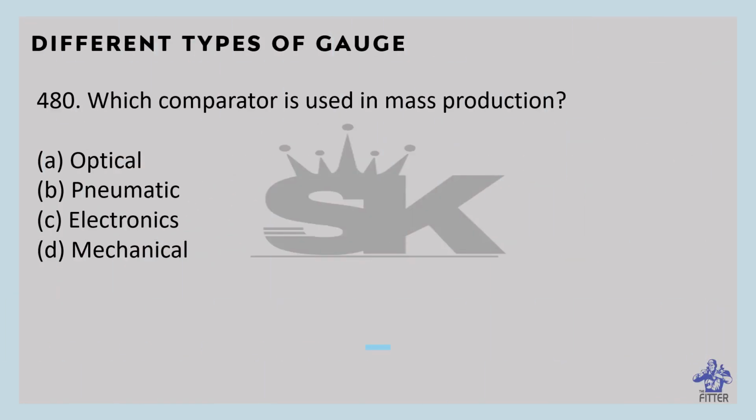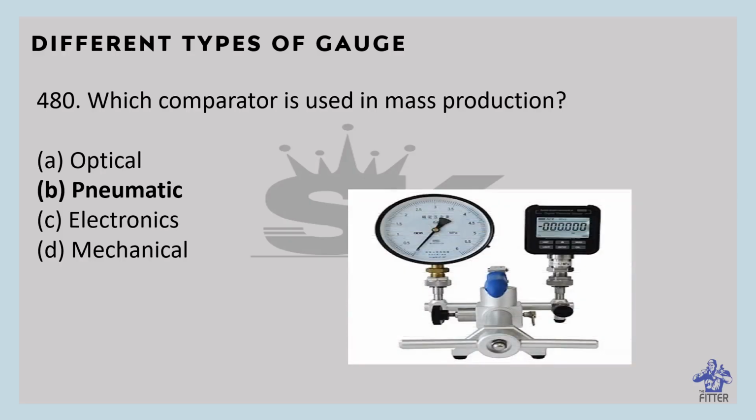Which comparator is used in mass production? That is the pneumatic comparator. You can see here in the image, there is the pneumatic comparator. It is a precision device operated using a pneumatic system or compressed air. They are cheap, simple to operate, free from mechanical wear. They are easy to clean, with low maintenance cost.